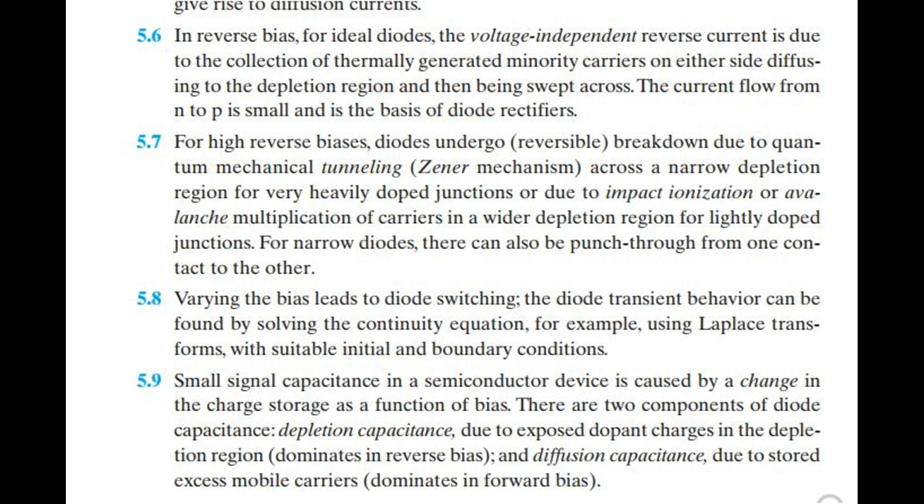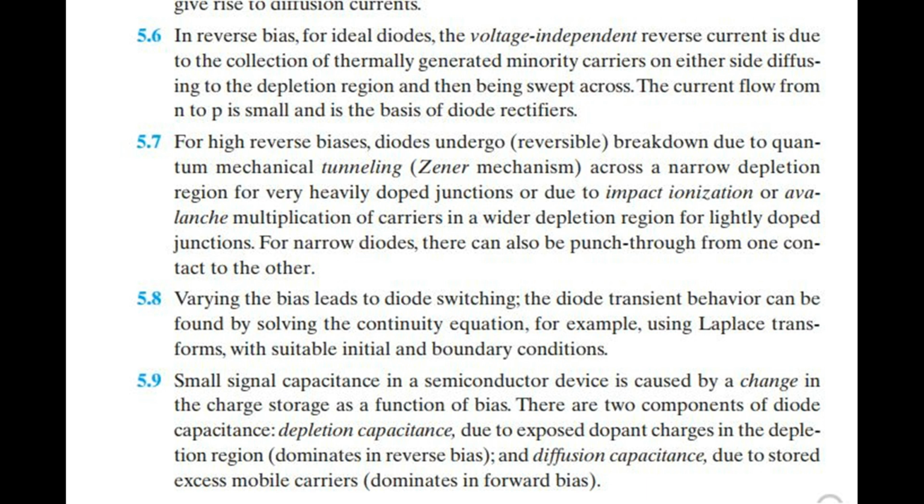5.8 Varying the bias leads to diode switching. The diode transient behavior can be found by solving the continuity equation, for example, using Laplace transforms, with suitable initial and boundary conditions. 5.9 Small signal capacitance in a semiconductor device is caused by a change in the charge storage as a function of bias. There are two components of diode capacitance: depletion capacitance, due to exposed dopant charges in the depletion region, dominates in reverse bias, and diffusion capacitance, due to stored excess mobile carriers, dominates in forward bias.